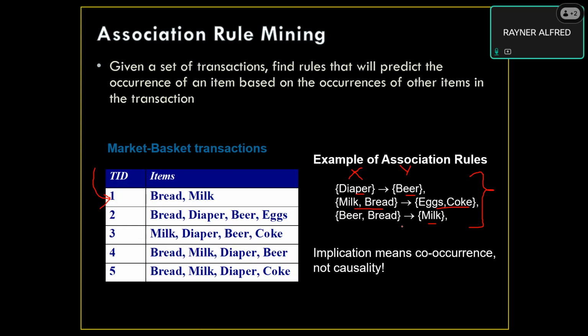One thing that we need to know here is that the arrow does not tell you the causality. So the occurrence of milk is not because of the occurrence of beer and bread, but we say they co-occur together. They occur at the same time.